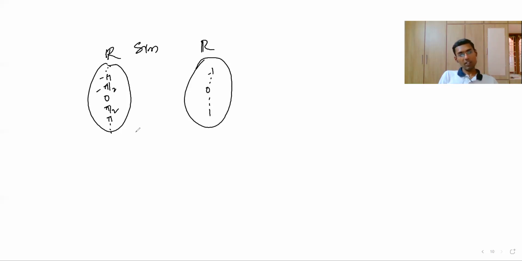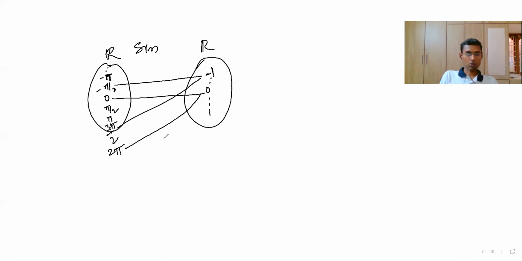Now is it a 1-1 function? It's not a 1-1 function. Some numbers share the same image: -5 by 2 gives -1, and 3 pi by 2 image is also -1. Sin 0 is 0, and sin 2 pi image is also 0. It's not 1-1 only. It's many to 1.